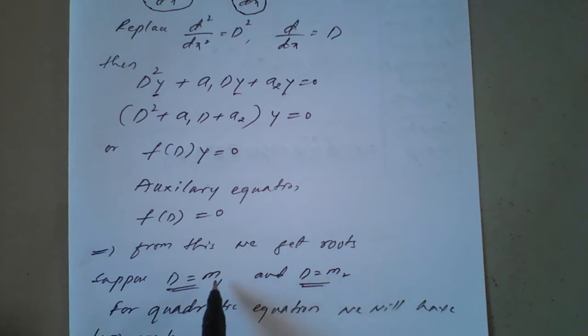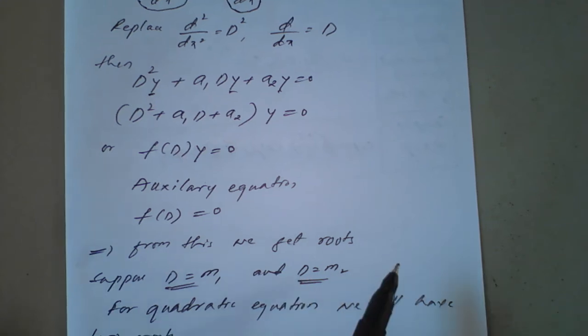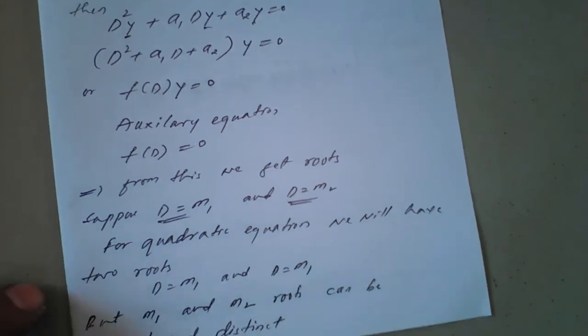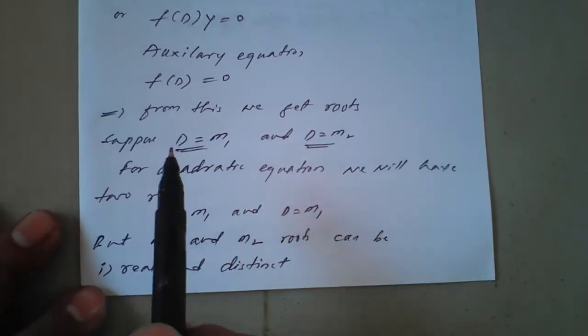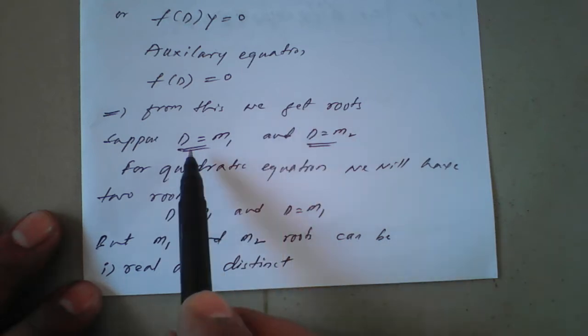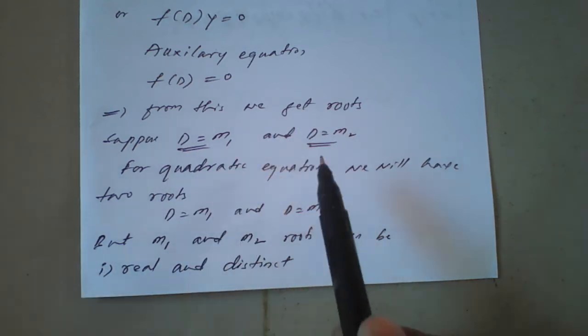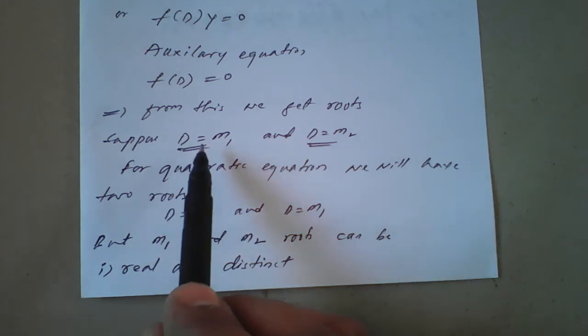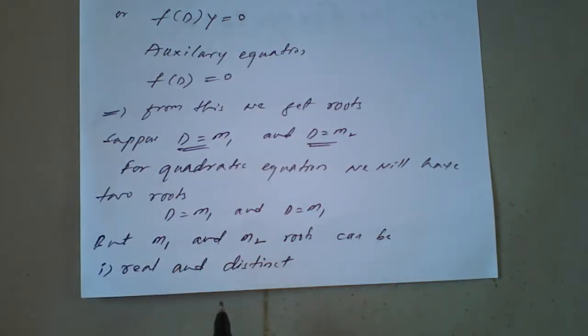These roots can be of three kinds. The first kind I will call real and distinct. From this we got D equal to m1 and D equal to m2. There are two roots because the given equation is a quadratic equation. So m1 and m2 have three kinds, and the first is real and distinct.